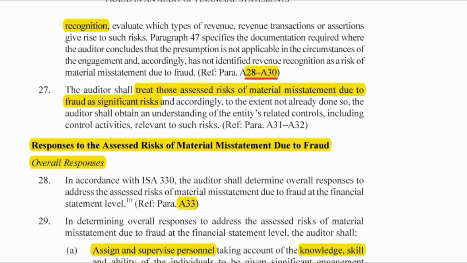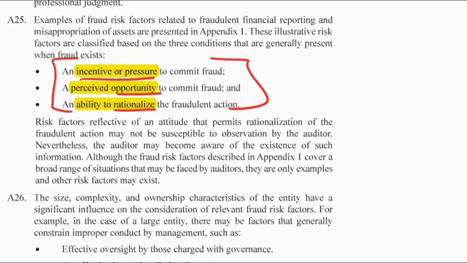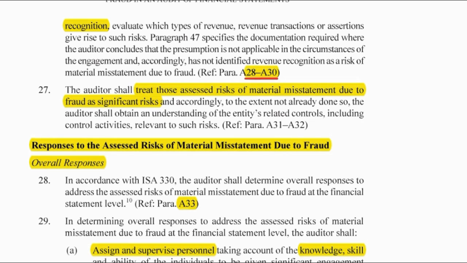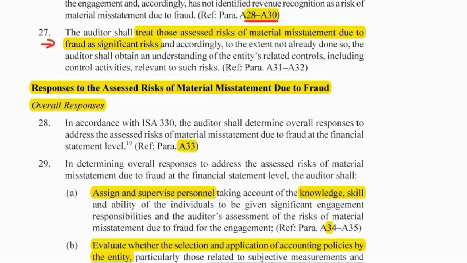Okay, A28 to 30 I've highlighted, which then explains to you it's the premature revenue recognition. And there's an additional risk if they have cash sales, because they can steal the cash. And if they steal the cash, they won't then record the revenue. So revenue is understated, and so is banking cash. Okay, and then I make a note here: treat any fraud risk as a significant risk, but we already know in 315 it says fraud is a significant risk.